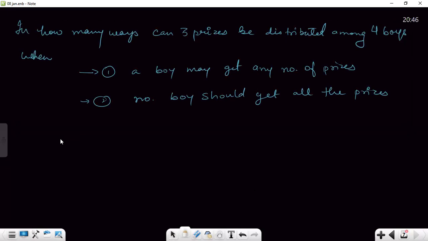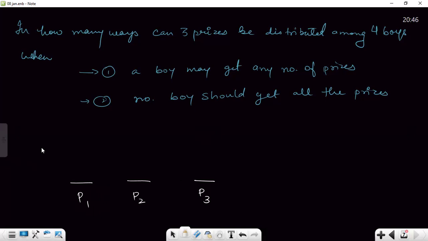Now let's solve. There are three prizes, four boys. What is the fixed element here, that is going to get completely exhausted for sure? Can anyone tell me? Prize or boy? Prize, of course, right? If there are three prizes, these prizes are definitely going to get given somewhere. So we'll make them a place event: prize 1, prize 2, prize 3.